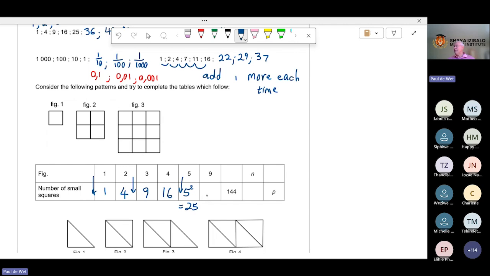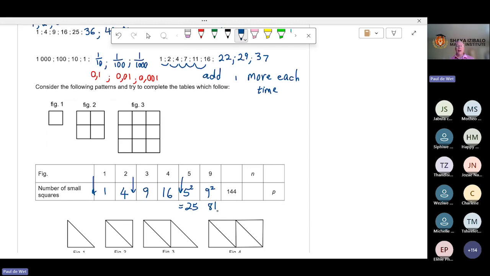Figure 9. Well done, guys. I'm seeing quite a lot of answers. Someone asked, what do you mean by no? I asked, do we need to draw the diagrams? We don't need to draw the diagrams. Figure 9 will be 9 squared. Well done. Someone said 81.